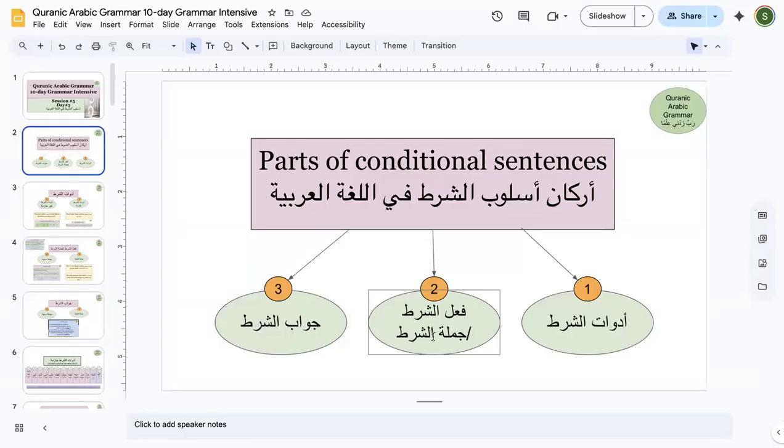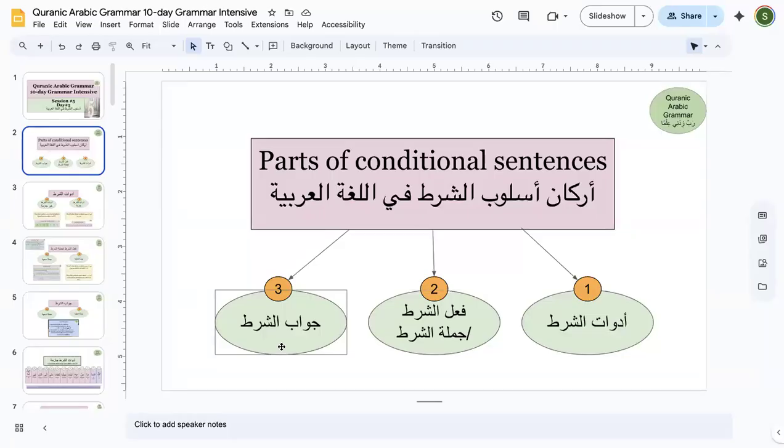The second part of shart is felu shart or jumlatu shart. Just like if you eat, you eat is going to be your jumlatu shart. You will be healthy. What is it going to be? It is going to be your jawabu shart. It is a response to the condition. So there is a tool of shart, a tool that is going to set the condition, a conditional clause, and then a response to the condition called jawabu shart. Type 1 if you're with me.